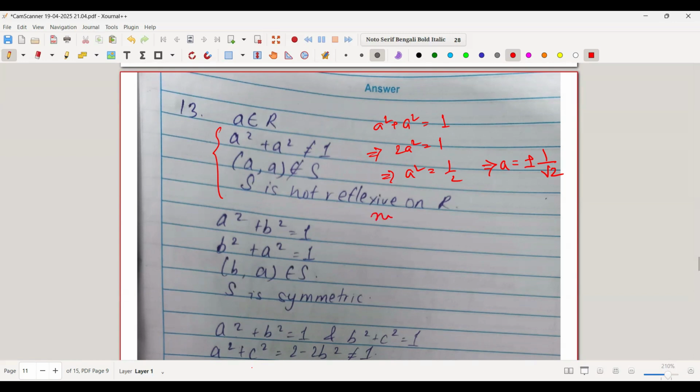So not for all. You can write this for only a equal to plus minus 1 by root 2, (a, a) belongs to S. So S is not a reflexive relation.